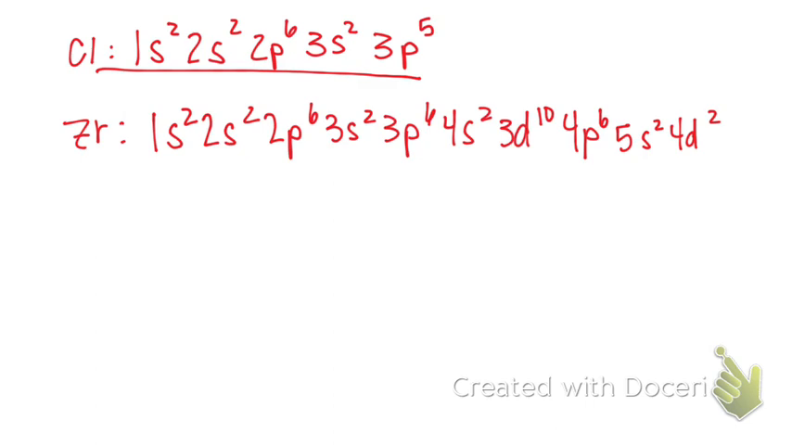3d10. Then we jump back to 4p, how many? 6. Then we're going to jump down, right? We're done with the fourth. 5s2, 4d2. I'm going to stop. So if I wanted to add up all of those, what should they add up to? They should add up to 40. Okay, that should be my goal, is that they add up to that particular atomic number.